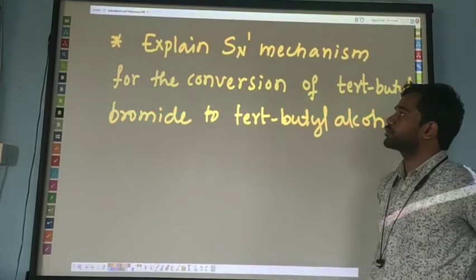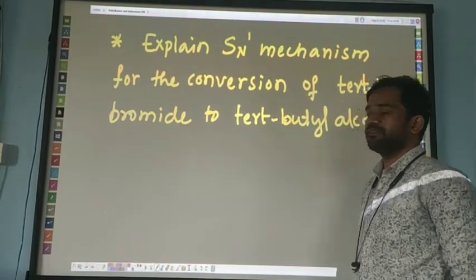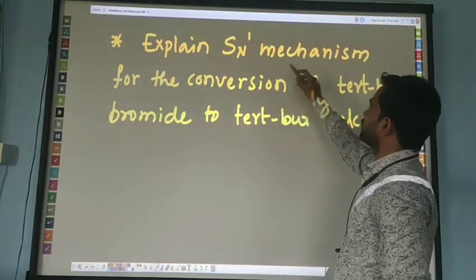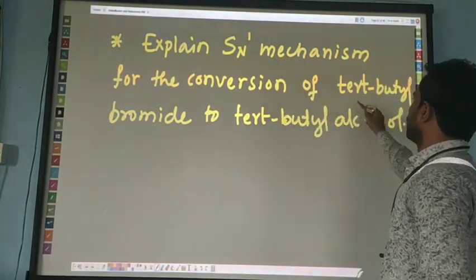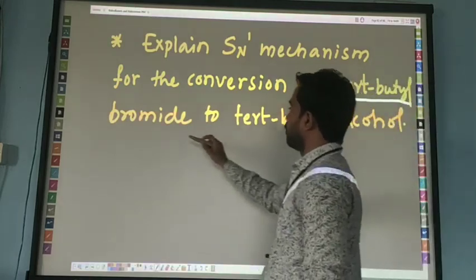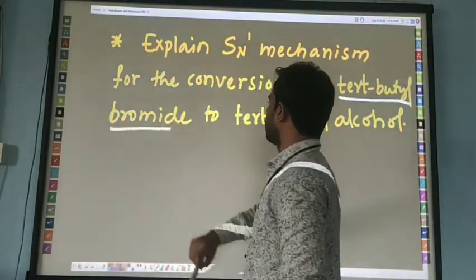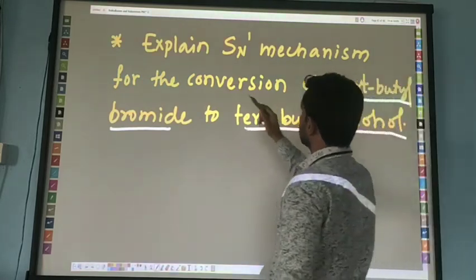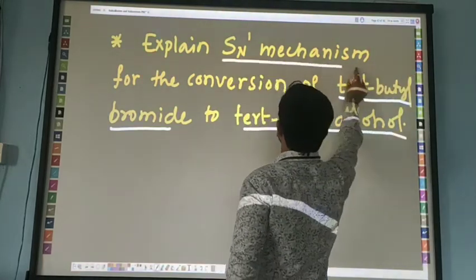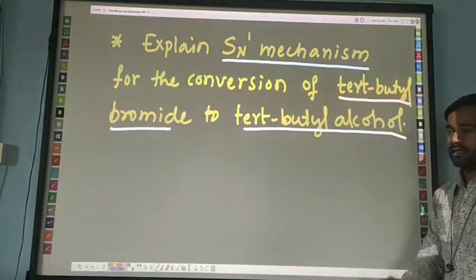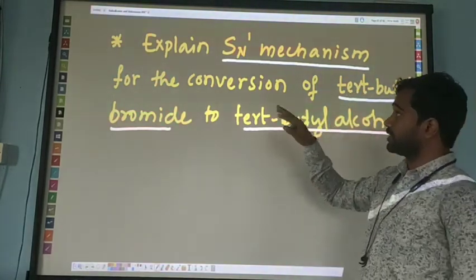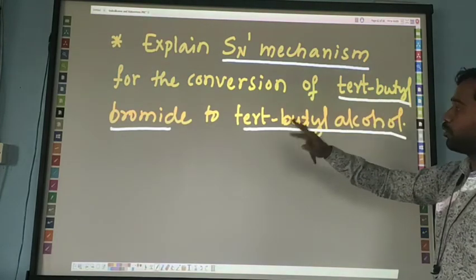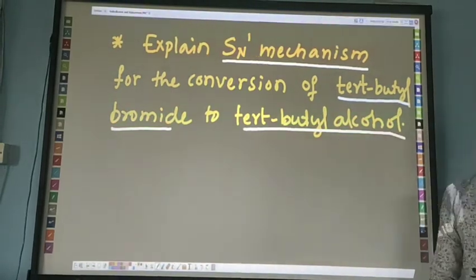So now let us solve a problem from a previous year question. Let's read the question: explain the SN1 mechanism for the conversion of tertiary butyl bromide to tertiary butyl alcohol. It's basically a 3 marks question.